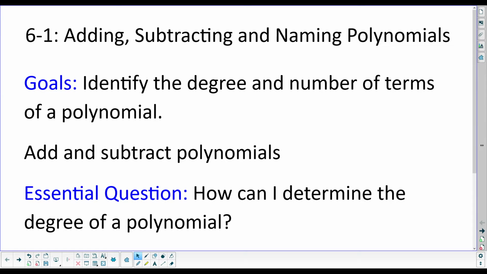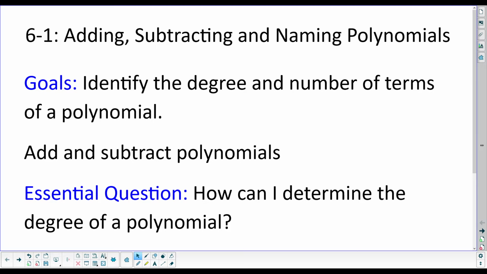Everyone, this is Algebra 1. This is Unit 6. We're talking about polynomials, and today we're going to talk about adding and subtracting polynomials, and then some of the terminology around polynomials. So our goal today is to identify the degree and the number of terms of a polynomial, and to be able to add and subtract polynomials.